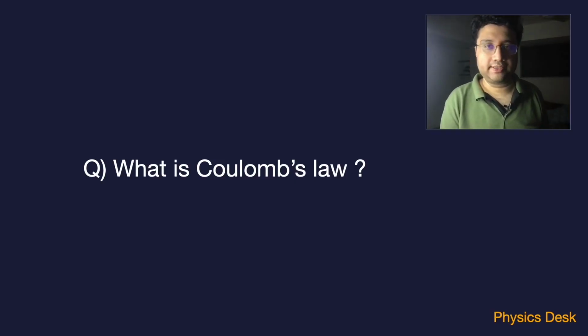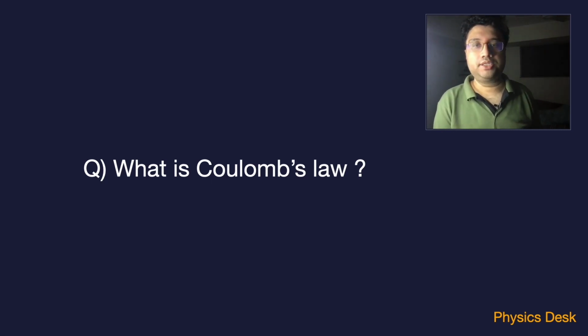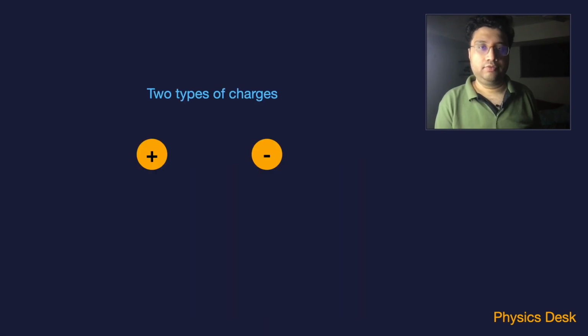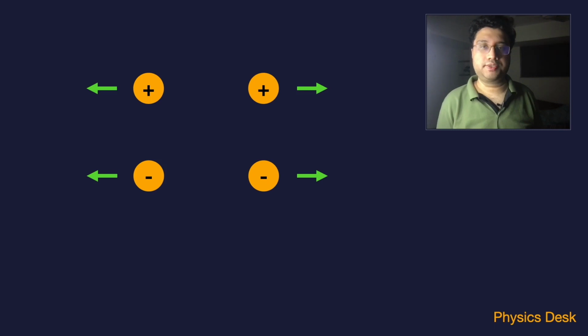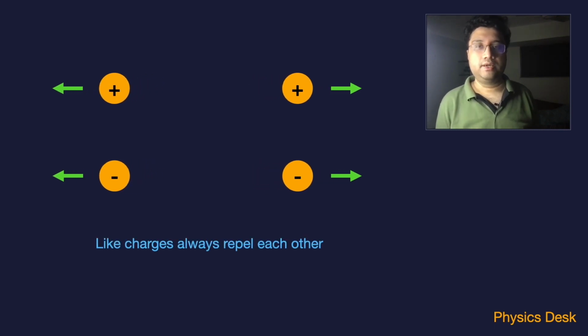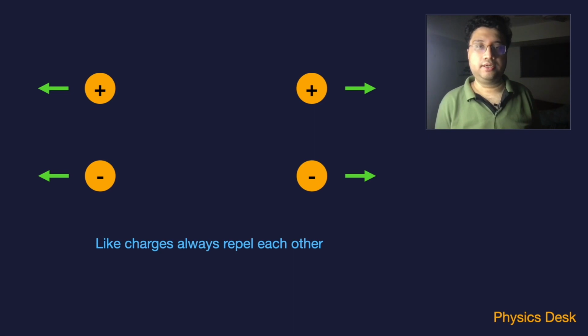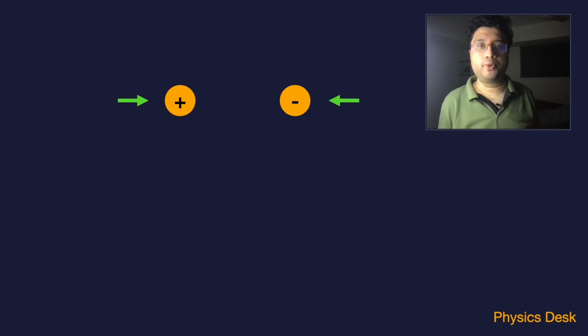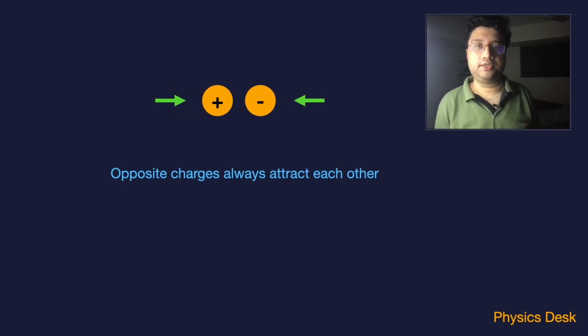In this video series, we shall talk about the foundational law of electricity and magnetism, Coulomb's law. Most of us by now are familiar with what electric charges are. We know that there are two types of charges in nature, a positive charge and a negative charge. Two like charges always repel each other, which means positive charges repel each other and negative charges also repel each other. Whereas two opposite charges always attract each other, which means a positive and a negative charge attract each other.